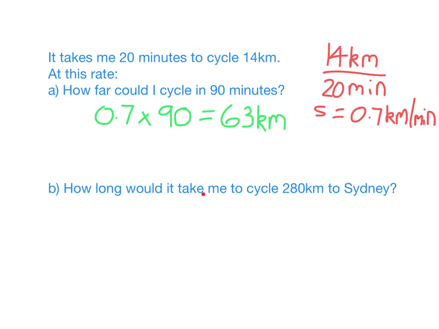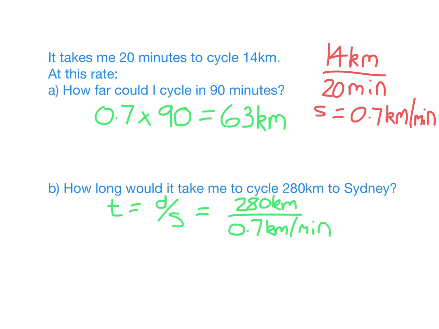So this question says, how long would it take me to cycle 280 kilometers to Sydney? How long? It is asking me for the time. As we saw on the previous slide, time equals distance over speed. So here it's 280 kilometers, that's the distance, and the speed is 0.7 kilometers per minute. So if I do 280 divided by 0.7, I actually get 400.